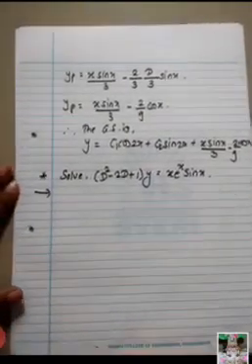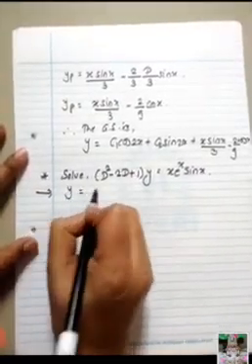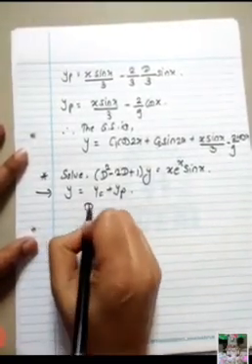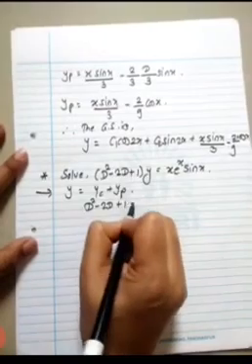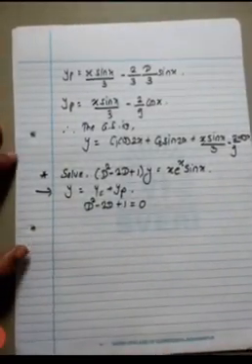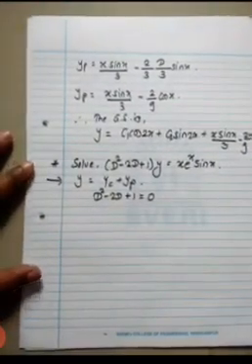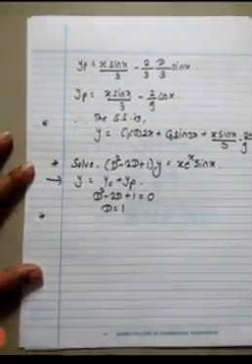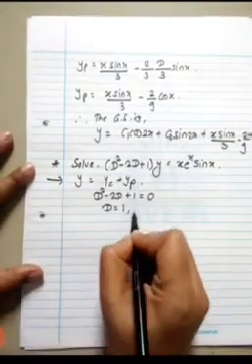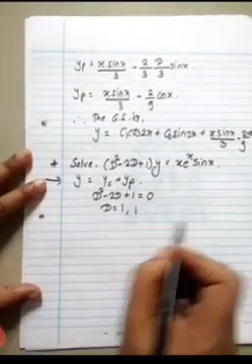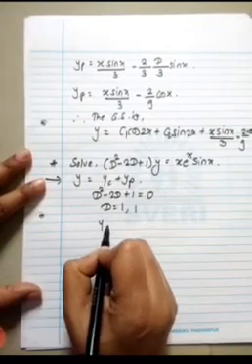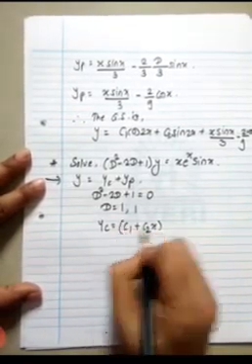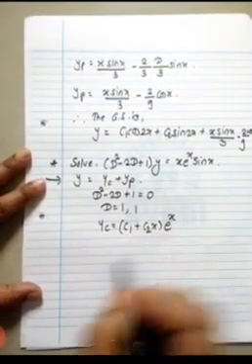Got the roots? This will be the solution. So to find yc, consider the auxiliary equation d square minus 2d plus 1 is 0. What are the roots? 1 and 1, twice. Yes. So yc is c1 plus c2x into e raised to x.